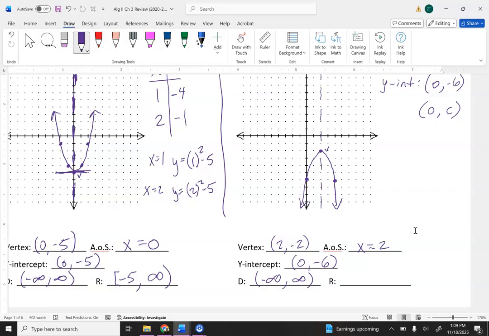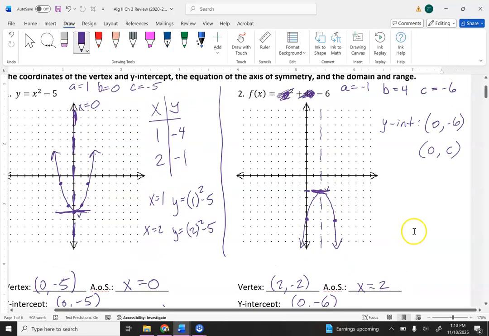And then our range, once again, our range is down to up. So this time our down value, this thing goes down forever, so our down value is going to be negative infinity. And then the highest up that this thing can go is right here at a y value of negative 2. So we'll use a bracket there on the negative 2 to show that the graph actually equals negative 2.